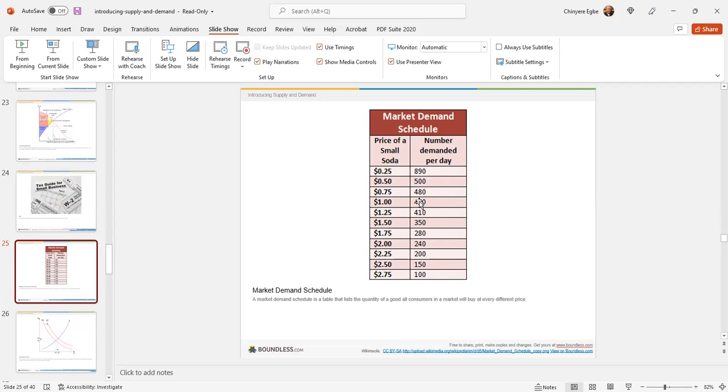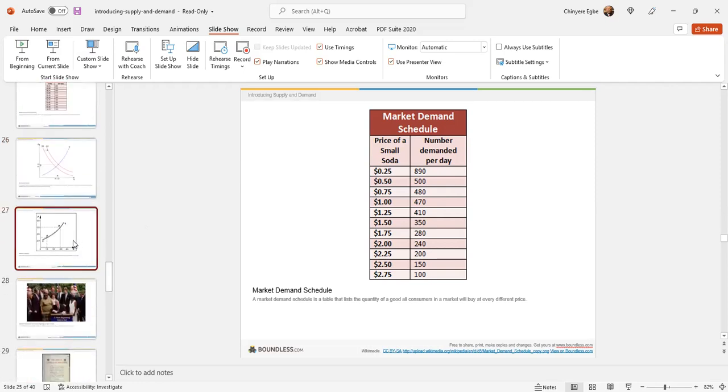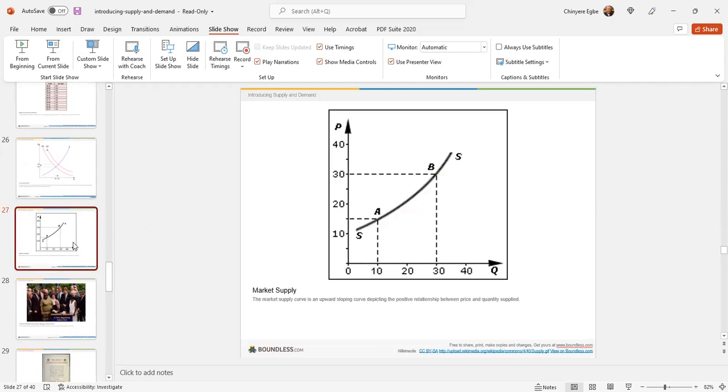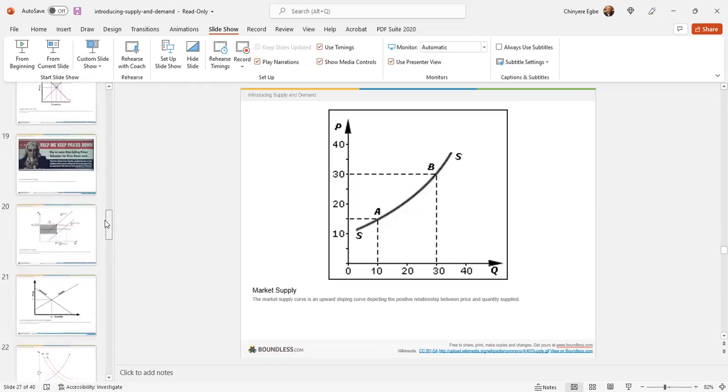Now, I am emphasizing this because when we do economic analysis, there's a difference between quantity demanded and demand. All right. Okay. We have the same thing for supply. And so we have a supply schedule that shows the quantity supplied at a given price. What you will see at the end is that we create a supply curve out of the supply schedule, the same way we create a demand curve out of a demand schedule.